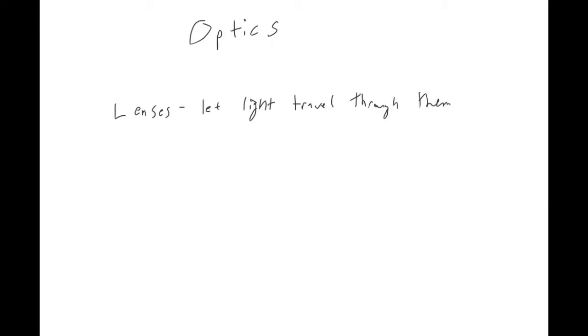So we're going to start today continuing to talk about optics. And we saw that with lenses, we could have convex or concave lenses. And what we're going to see today is that we can also have convex and concave mirrors. For lenses, these let light travel through them. But for mirrors, they reflect light.